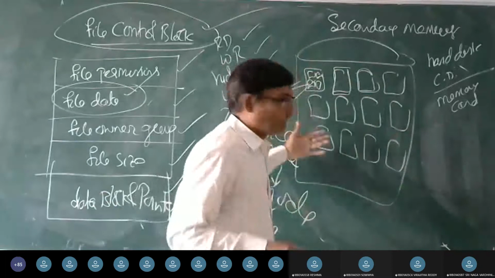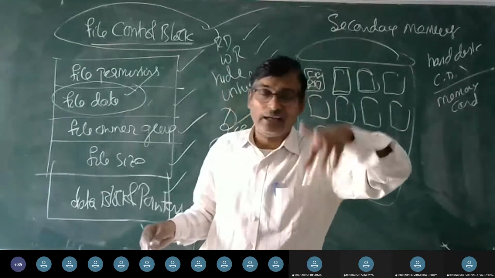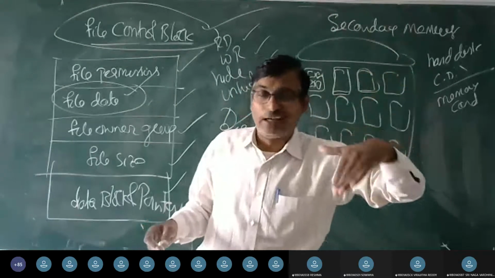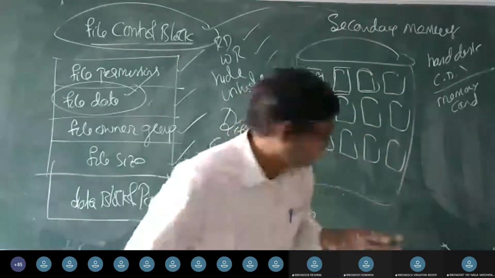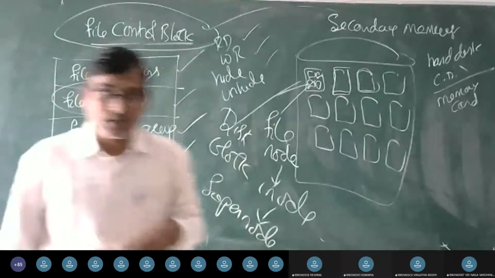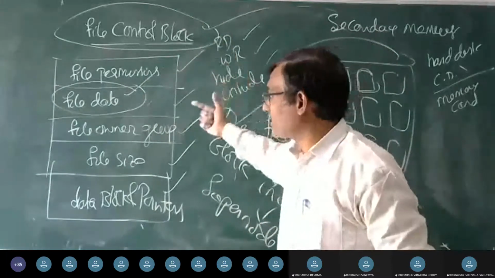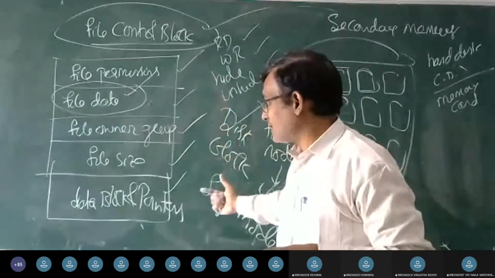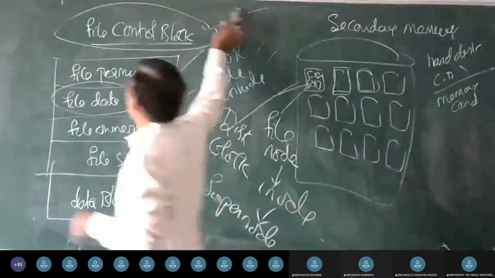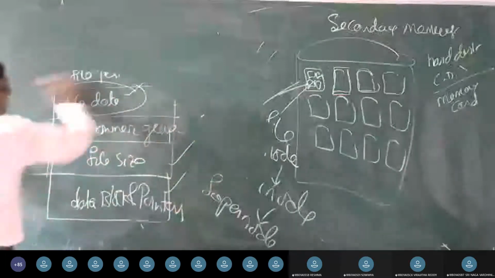Again, in disk organization, we have tracks and sectors, and we have file handling which moves the header from one cylinder to another cylinder. That we'll be discussing later. As far as this file control block is concerned, it is going to have file attributes, which we call file permissions, date, file ownership, file size, and data blocks.